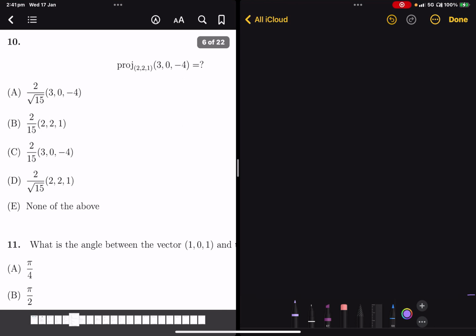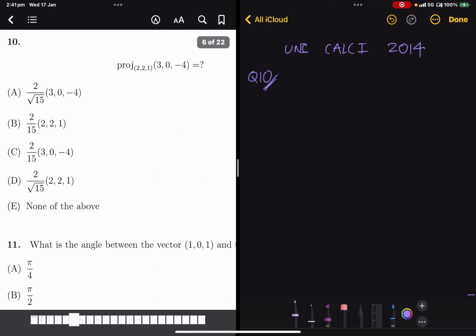Alright, so now we're going to be having a look at another question. This comes from a Uni Calc 1 course. Calc 1, this paper is from 2014. So here we have question 10. Question 10 here is about projections.